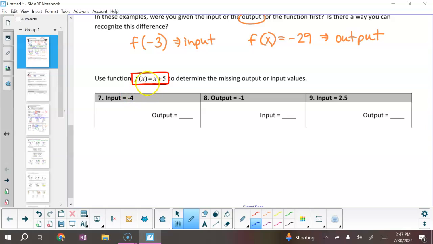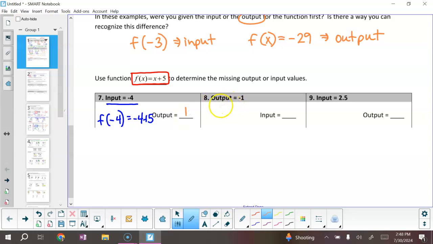All right. For this first one here, they are giving you an input. That means that negative 4, you need to put in for the x on the equation. So you're going to have f of negative 4 equals negative 4 goes in for the x and then plus 5. So you should have just taken negative 4 plus 5 to get an answer of 1.